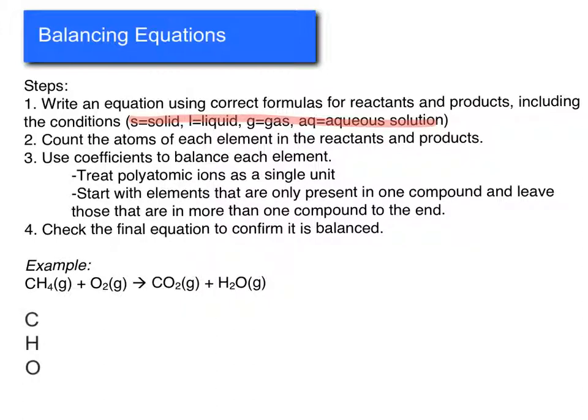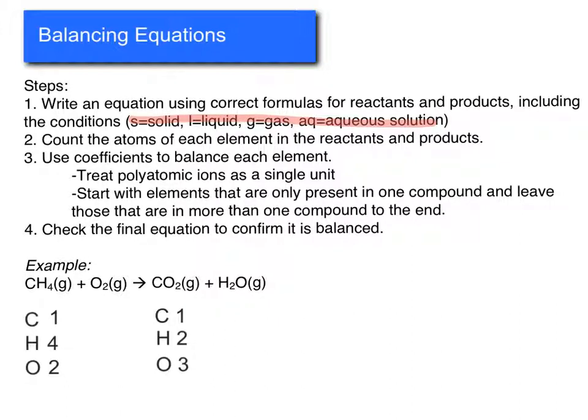And then on the reactant side, right now we have 1 carbon, 4 hydrogens, and 2 oxygens. On the products, we have 1 carbon, 2 hydrogens, and 3 oxygens. Okay, so we have oxygens in 2 different places here on the product side, and we need to count both of those. All right, the next step is to use coefficients to balance each element.